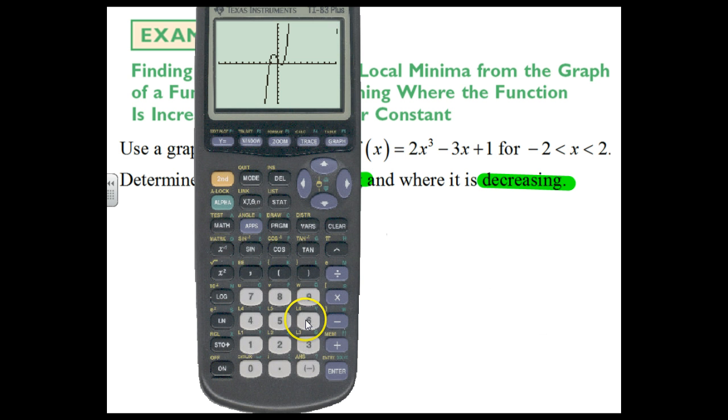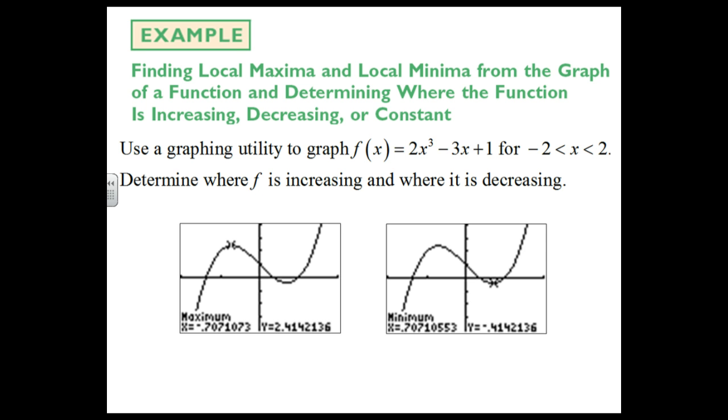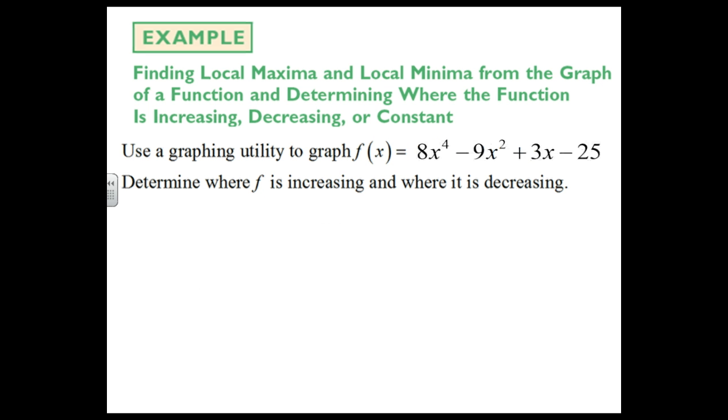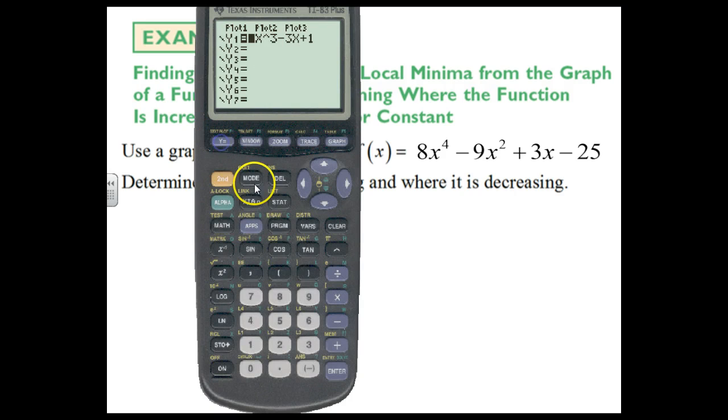Sometimes people try zoom 6, because if I messed up my window from before, this will always give me a standard 10 by 10 by 10. Oh, no. That's the same problem. That's intervals of increase and decrease. Here's the problem I wanted. Let's try this again. 8x to the 4th minus 9x squared plus 3x minus 25.